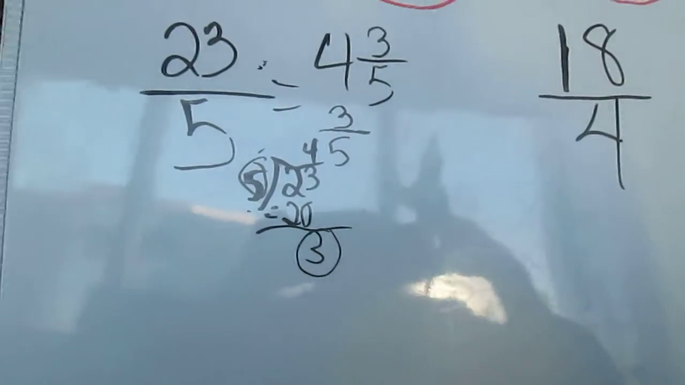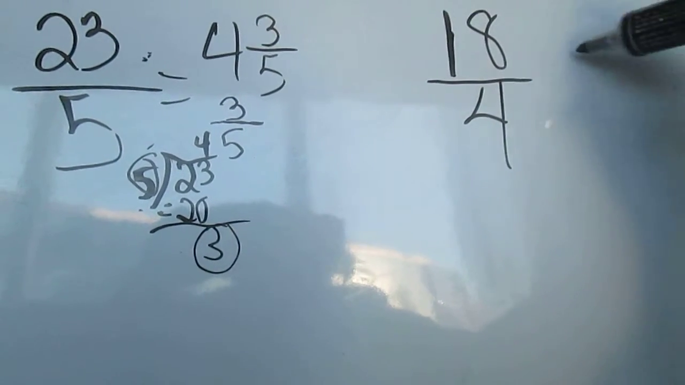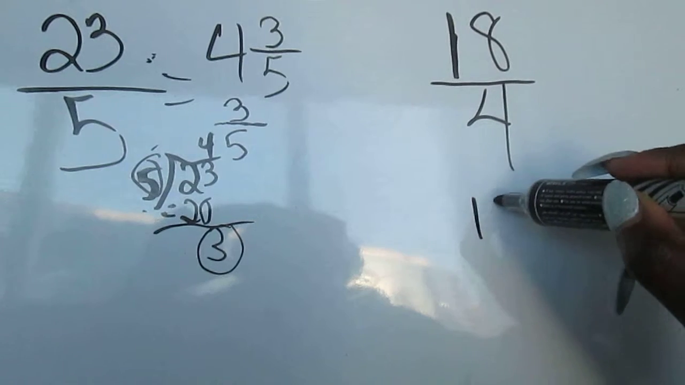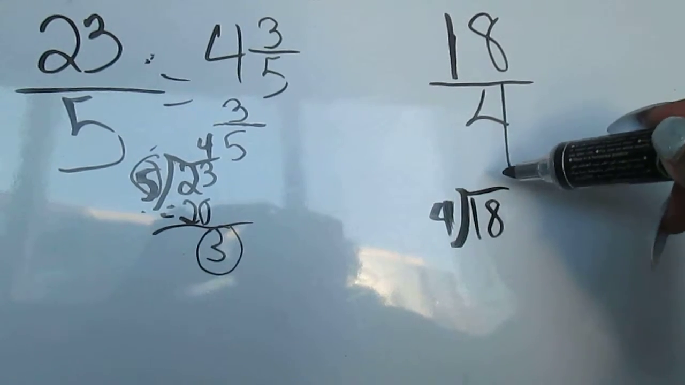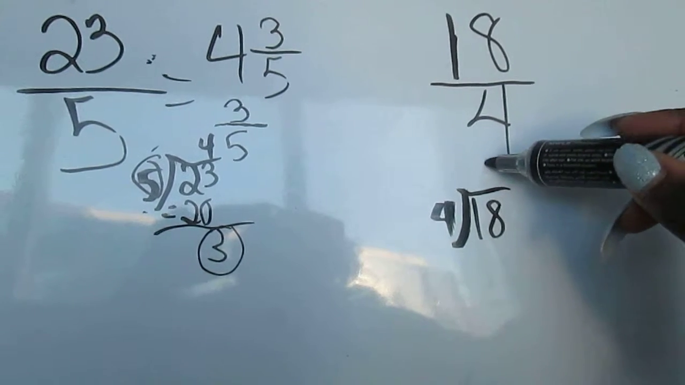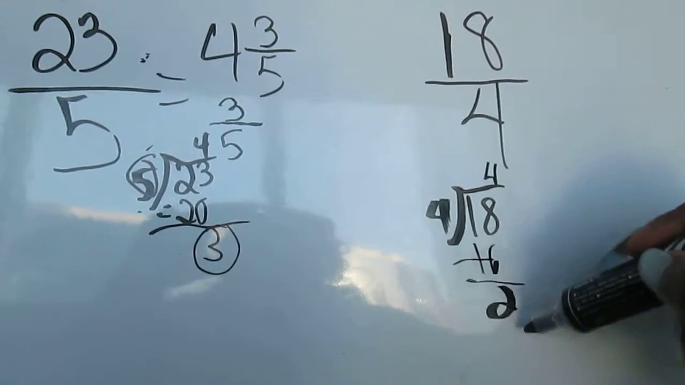All right, so now let's go over here to 18 over 4. Again, you're going to take 18 and divide it by 4. Your numerator divided by your denominator. So I have how many 4s? Oh, there are 4. 4 times 4 is 16. There are 2 left over.